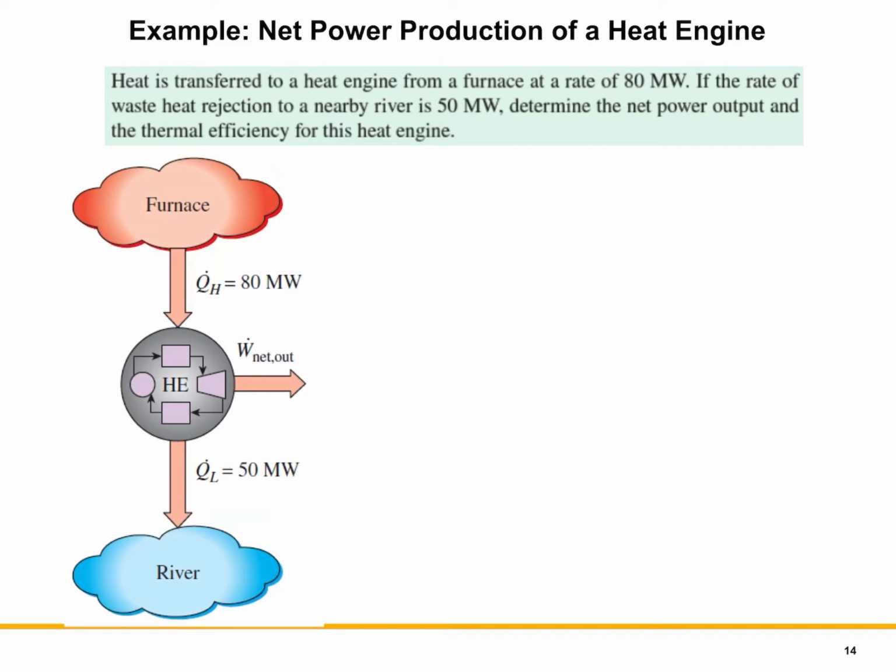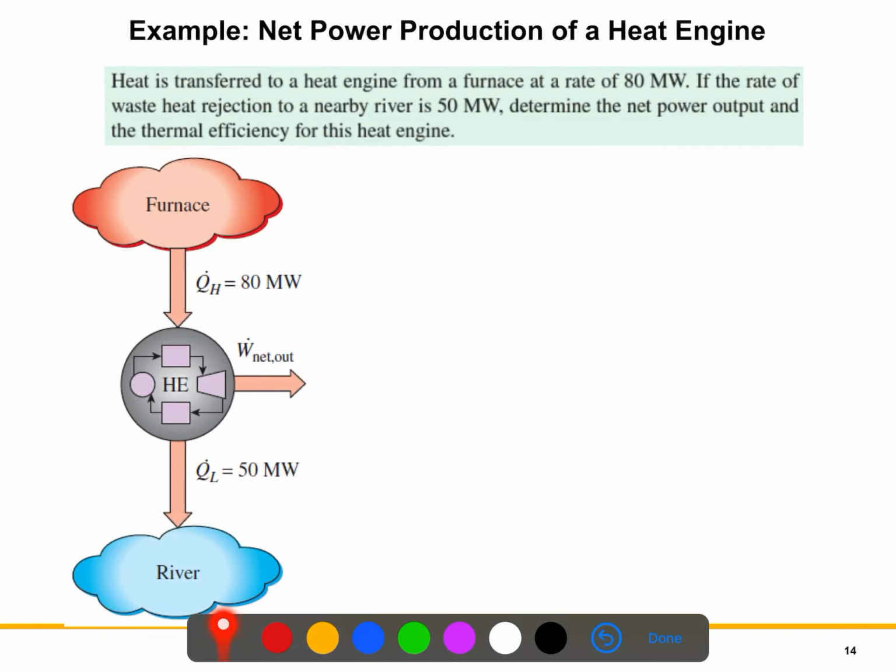Okay, so now we will solve this problem. You can see here, this is the net power production of a heat engine. This is the schematic. If we read the question first, heat is transferred to a heat engine from a furnace at a rate of 80 megawatt. If the rate of waste heat rejection to a nearby river is 50 megawatt, we need to determine the net power output and the thermal efficiency for this heat engine.